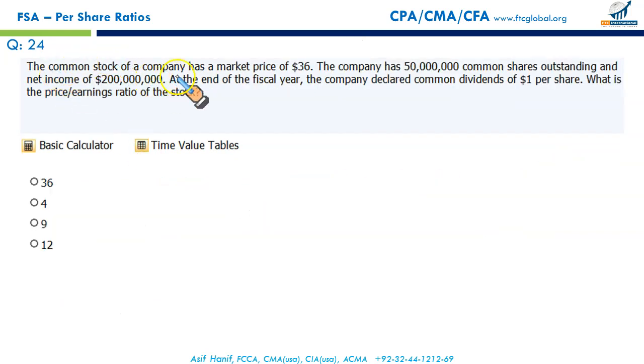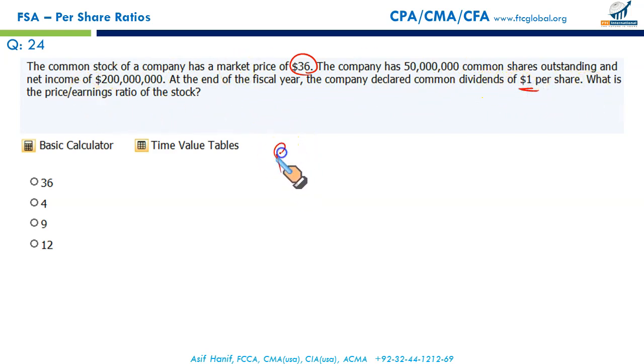The common stock of a company has a market price of $36. The company has 50 million common shares outstanding and net income of 200 million. At the end of the fiscal year, the company declared a common dividend of $1 per share. What is the price earning ratio?